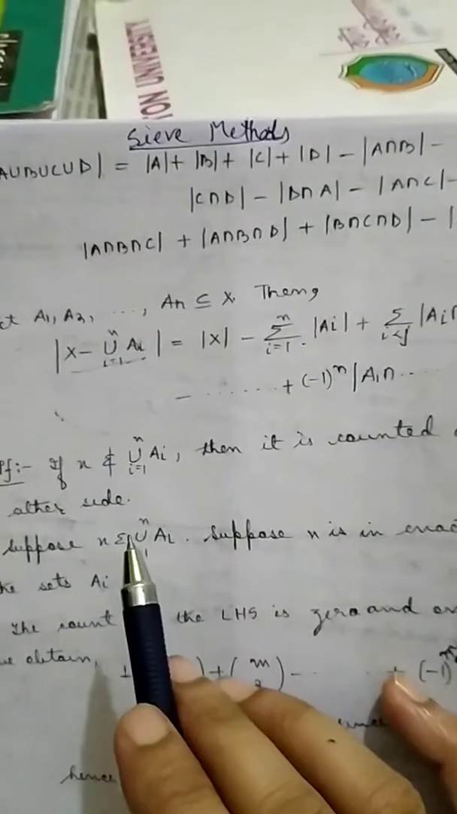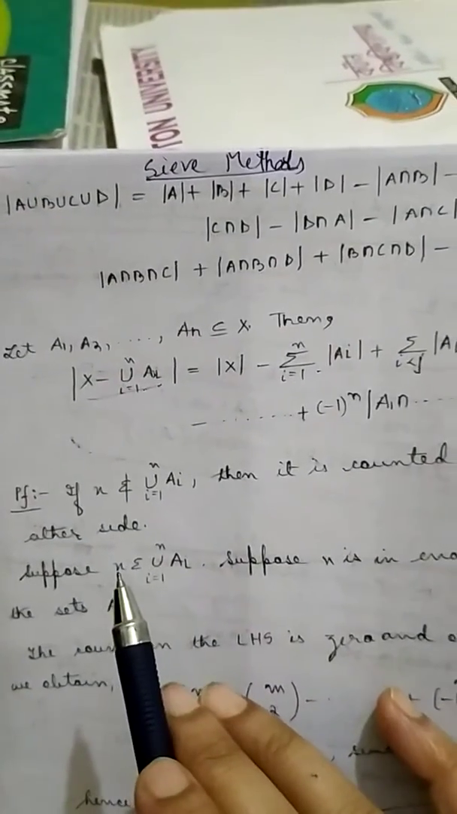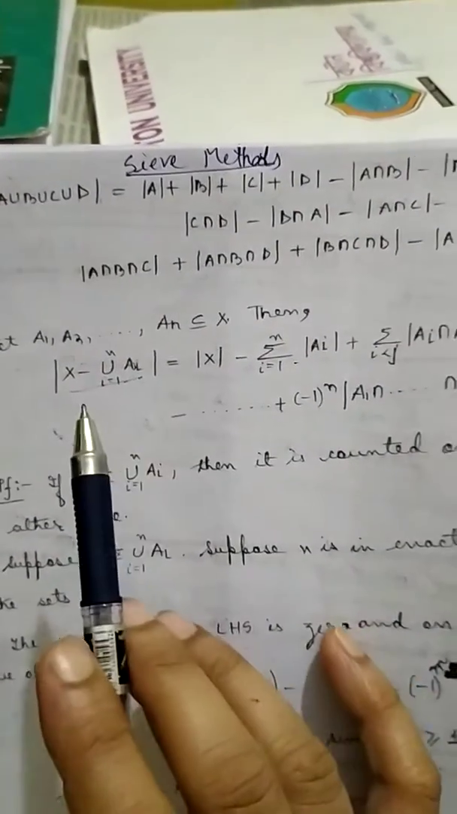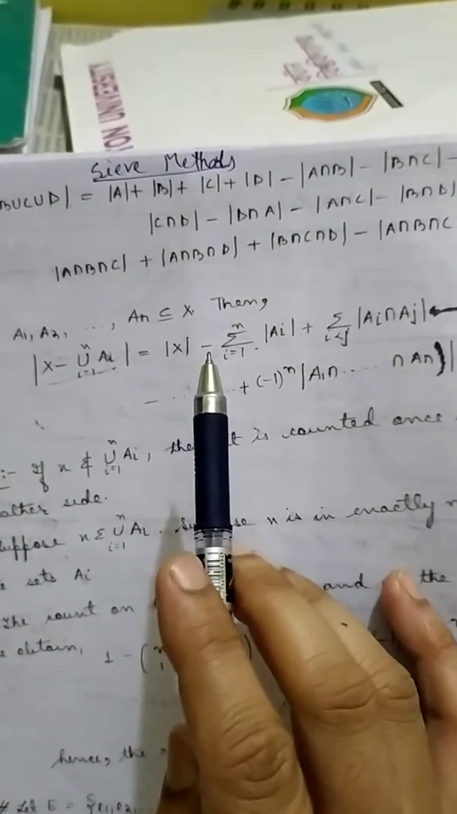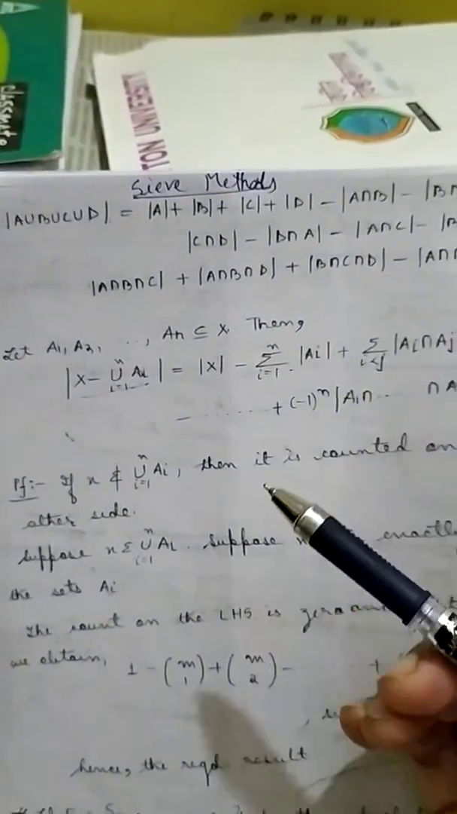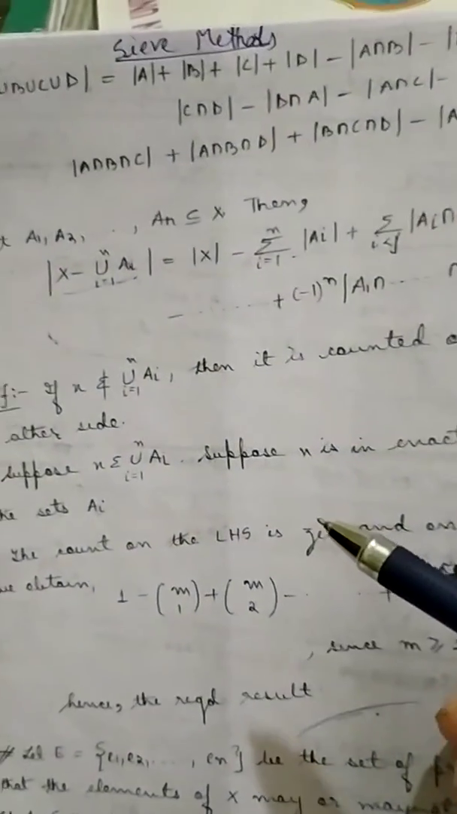So if x belongs to this, then the count for x in this part is 0. Similarly for that part, so this will give the required result.